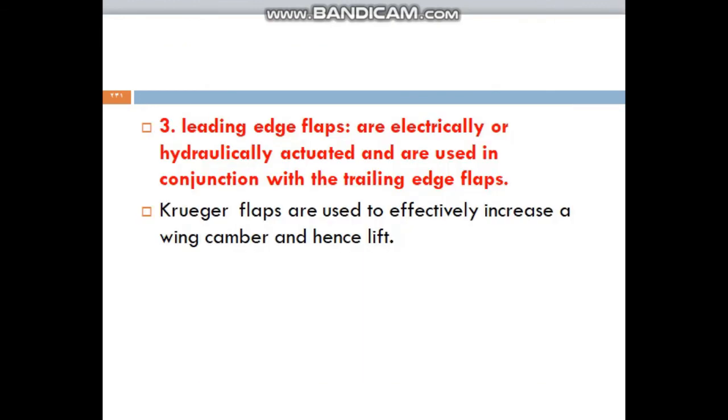On some aircraft, as we have a trailing edge flap, we have leading edge flaps, and they are electrically or hydraulically actuated and are used in conjunction with the trailing edge flap. That means the leading edge flap will be actuated when the trailing edge flap is actuated. Kruger flaps are used to effectively increase a wing's camber and hence lift. Kruger flaps means the leading edge flap.